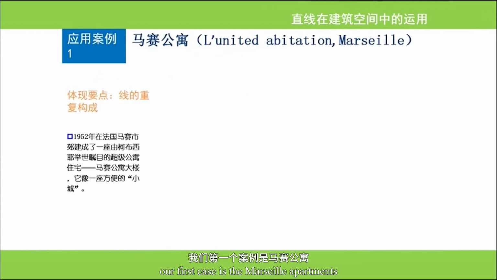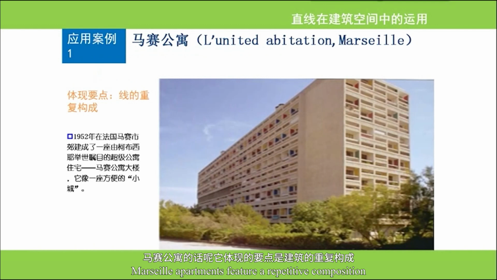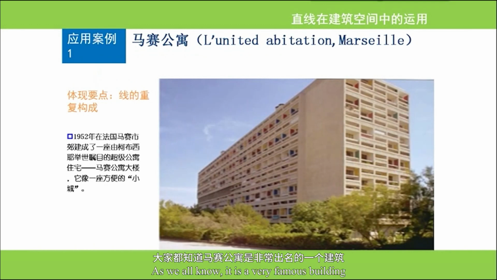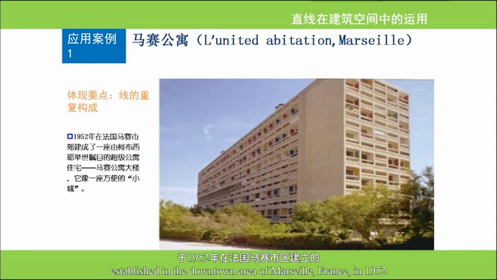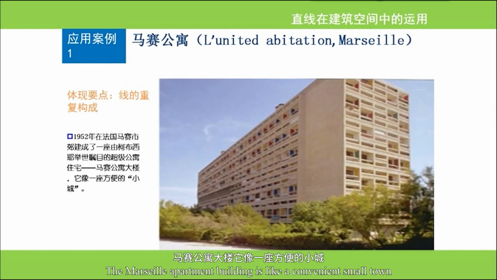So our first case is the Maceo Apartments. Maceo Apartments feature a repetitive composition. As we all know, it's a very famous building established in the downtown area of Maceo, France in 1952 and was the first super apartment building attracting worldwide attention designed by Le Corbusier. The Maceo apartment building is like a convenient small town.